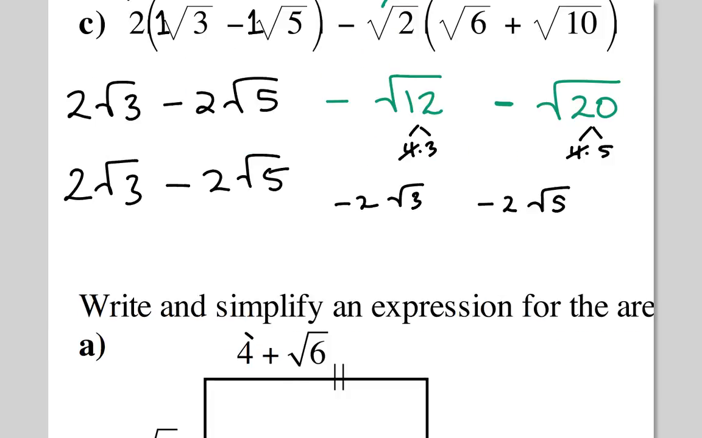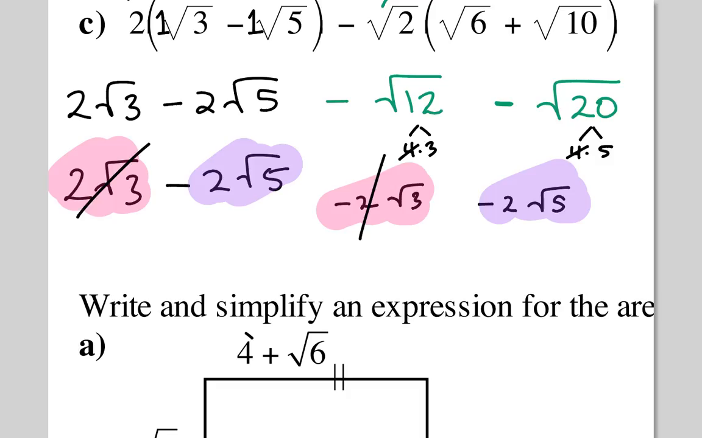Now we got some like terms. I'll color them for you. Got some root 3's. Got some root 5's. What's happening to the pink? Cancels, very nice. Just 2 minus 2 is 0. 0 times anything is going to be 0. So those guys are vanquished. And in purple, a negative 2 and a negative 2 will combine for a negative 4. Done deal on that one.